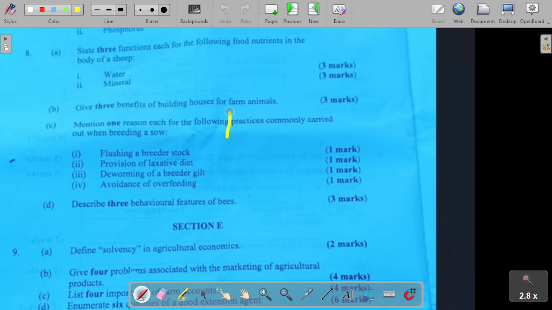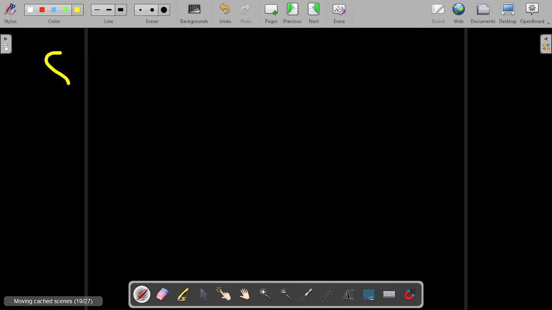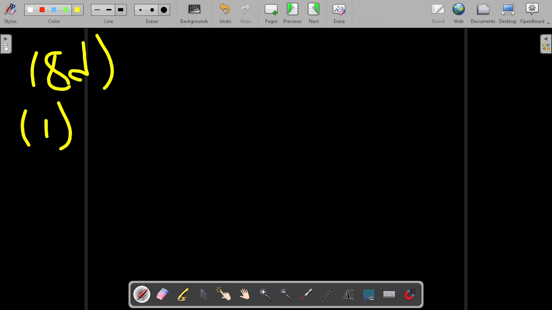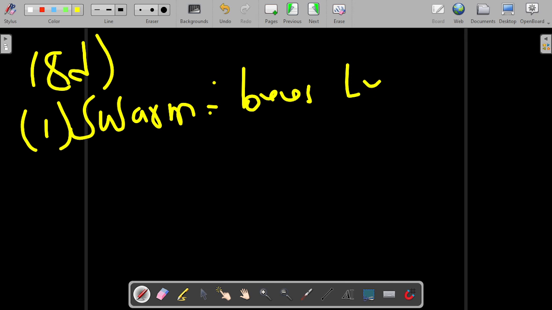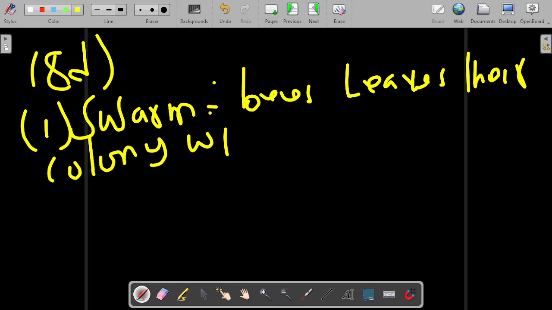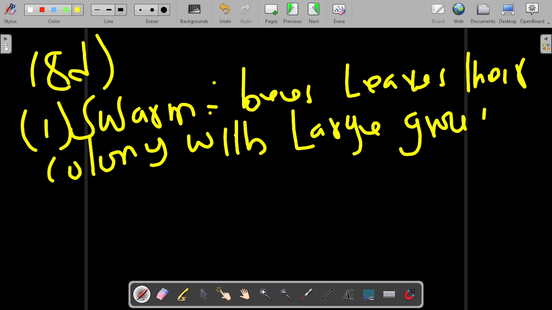Then 8D, describe 3 behavioral features of bees. Behavioral features of bees. 1, the swarm. They call this bee swarming. This is when bees leave their colony in large groups.